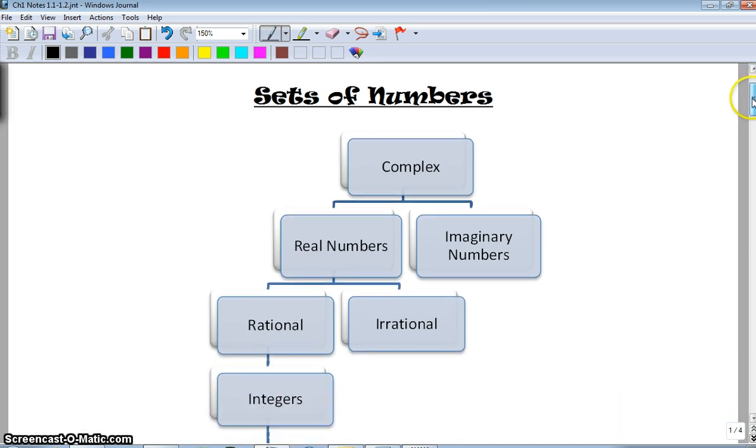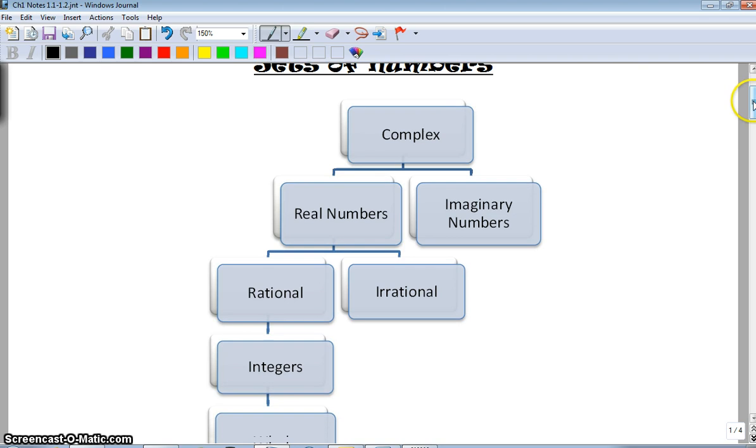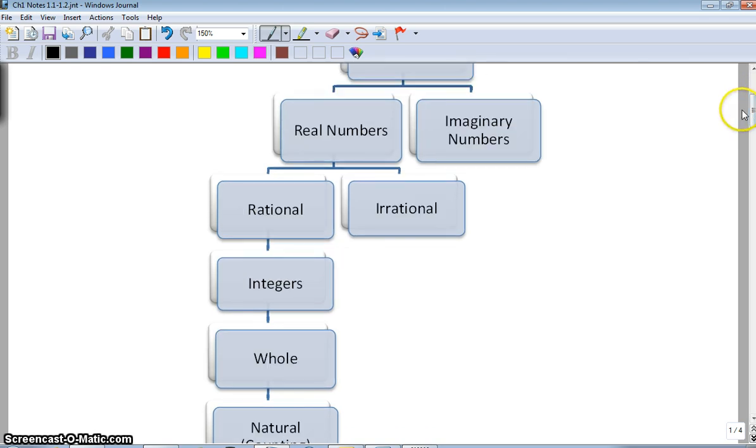Sets of numbers. Everything is complex, so every single number you see will be in the area of complex, and then that splits down into two of them: real and imaginary. Imaginary numbers are numbers that do not exist, such as the square root of -4. There's nothing that you multiply twice by itself to get it, so -2 times -2 becomes positive, and 2 times 2 is a positive 4. You can't get a square root of a negative number.